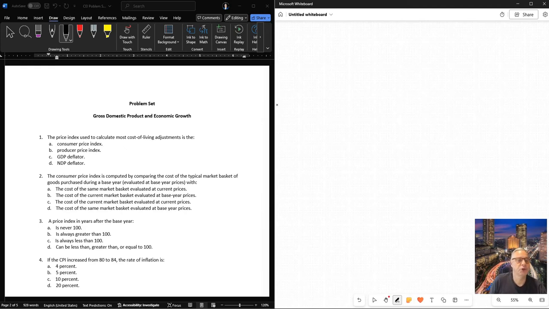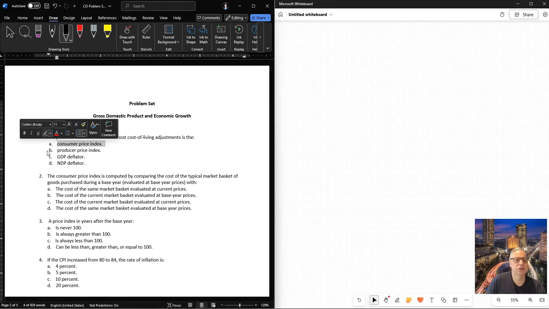And it's not the producer price index because that's not really a cost of living adjustment, and it is not the GDP deflator because the GDP deflator does not hold the basket constant, and the same would apply to the NDP deflator. So the answer must be A, the consumer price index.